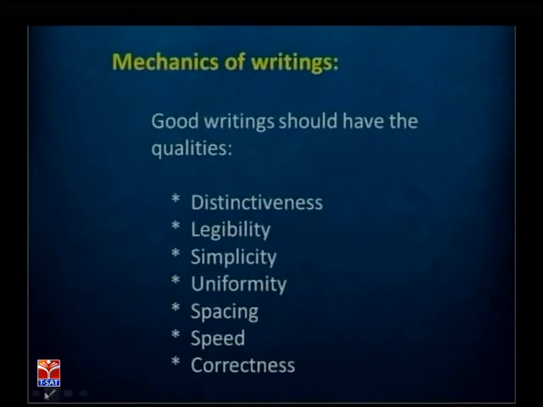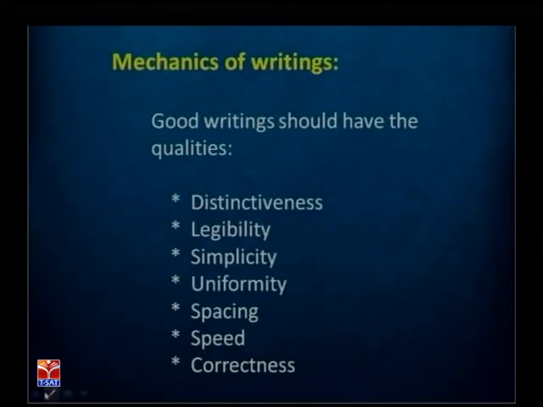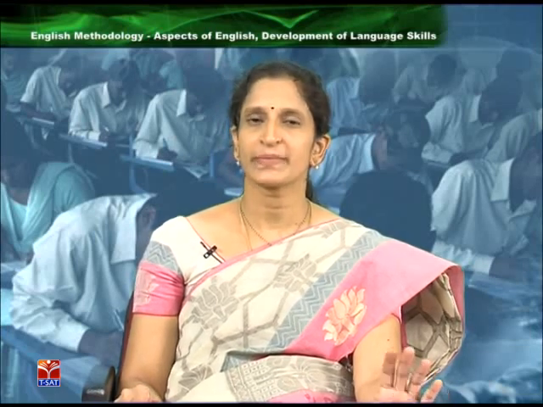So, to write effectively, we have to follow certain mechanics of writing. Good writing should have qualities like distinctiveness, legibility, simplicity, uniformity, spacing, speed and correctness. These are the mechanisms which we have to follow as a writer. To what extent is it distinctive, to what extent is it worthy, and to what extent does it give value to the reader.